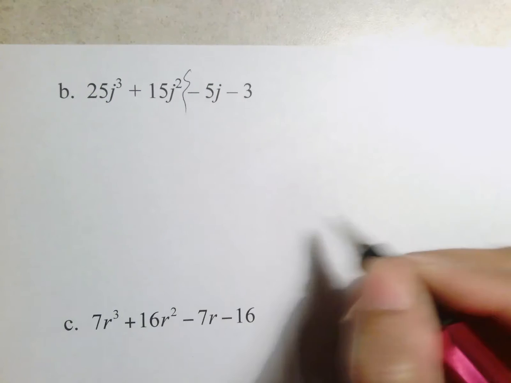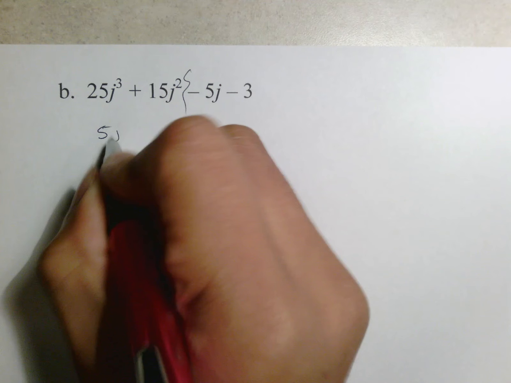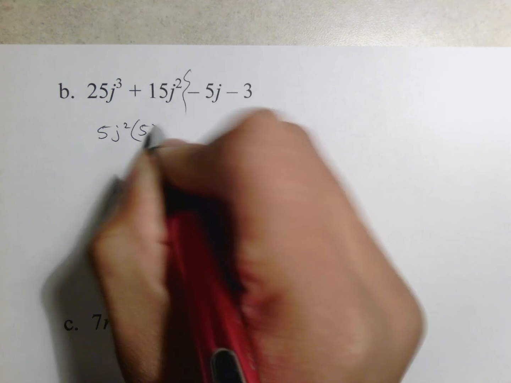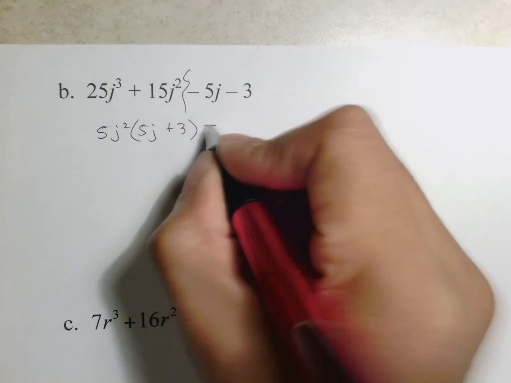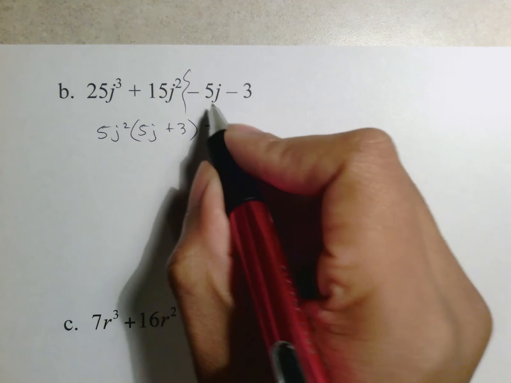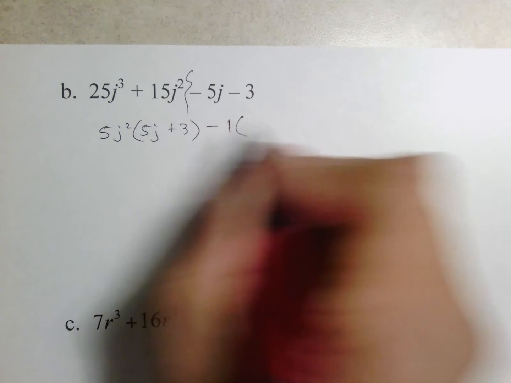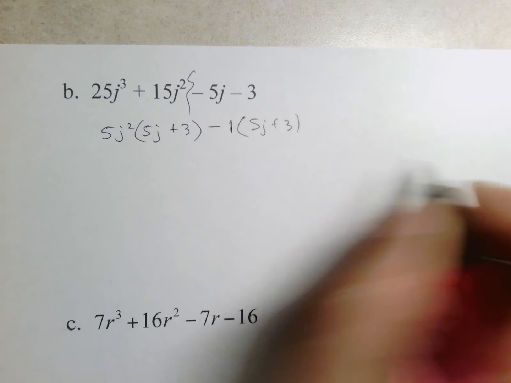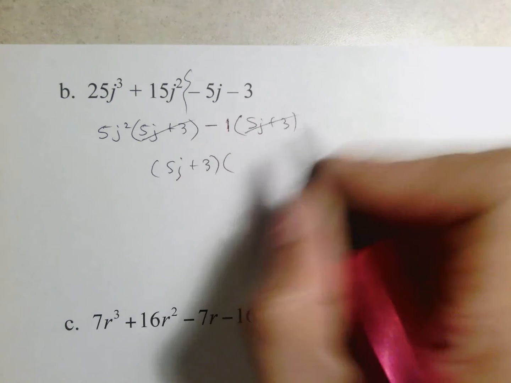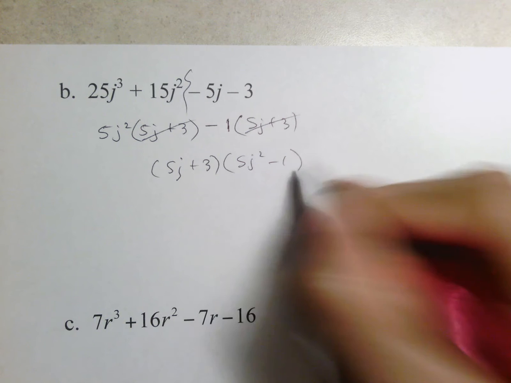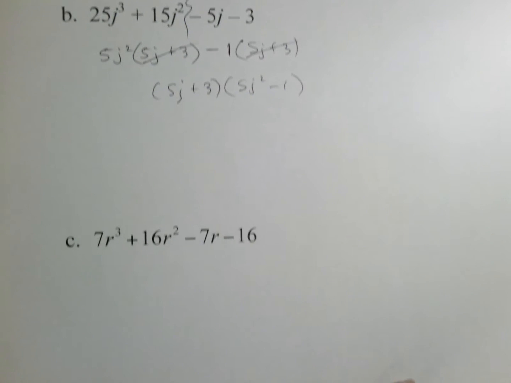Example B, again, split it in front of the parentheses. Biggest number I can take out of 25 and 15 is 5, j squared, which leaves me 5j plus 3. Copy the sign. Again, this is a minus. And notice that nothing comes out of 5 and 3, which means I just simply want to put a 1 there and copy this over. So 5j plus 3. They both have 5j plus 3 in common. And when you take those off, you are left with 5j squared minus 1. Again, not hard, just something you're going to have to practice today.